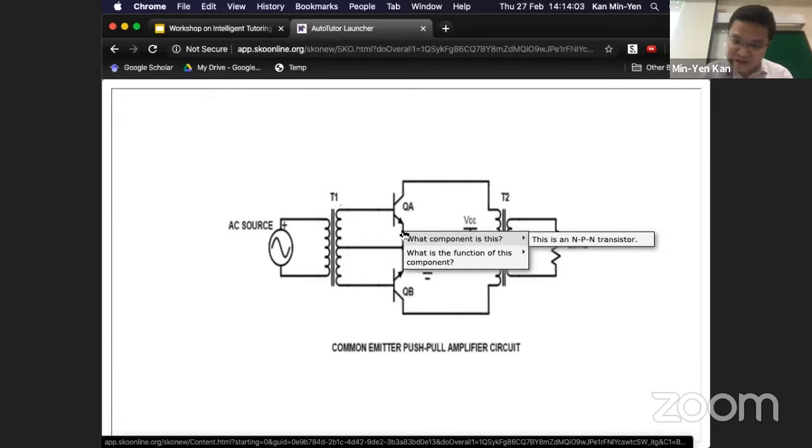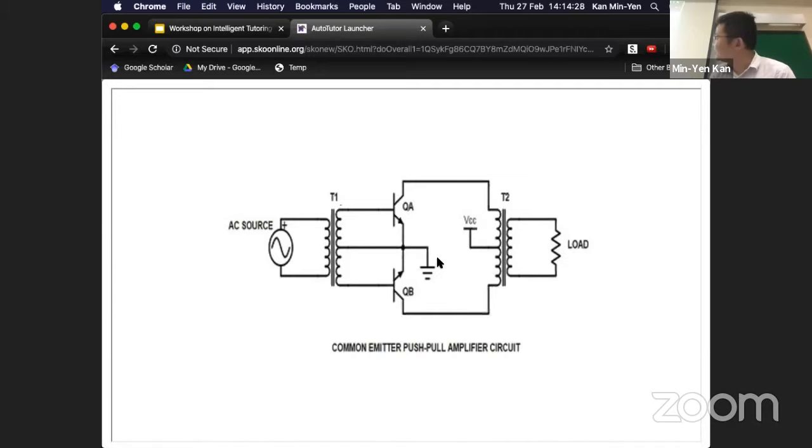So this is a so-called push-pull amplifier circuit. I don't know how many physics teachers are here today. I'm not an expert, so I don't want to say something wrong here. But basically there are two transformers, T1 and T2, and two transistors, QA and QB. Okay, and then we can see what happens here.